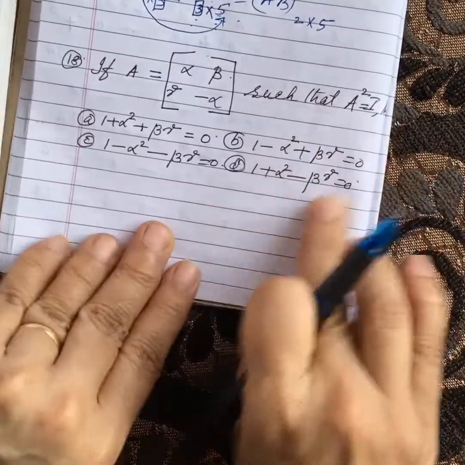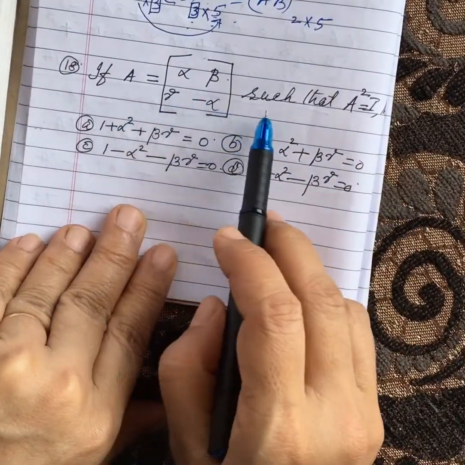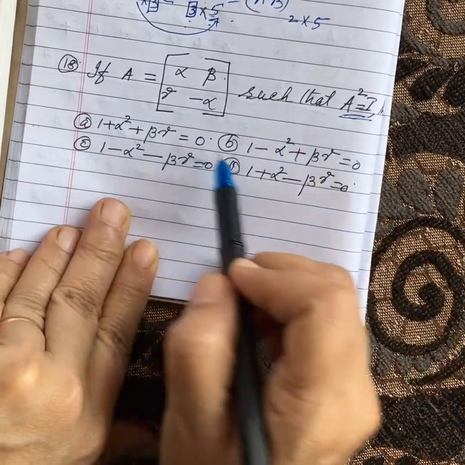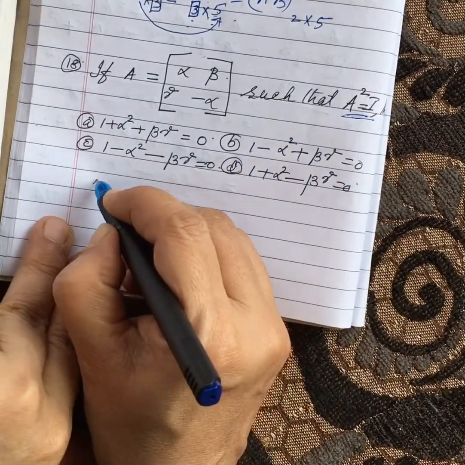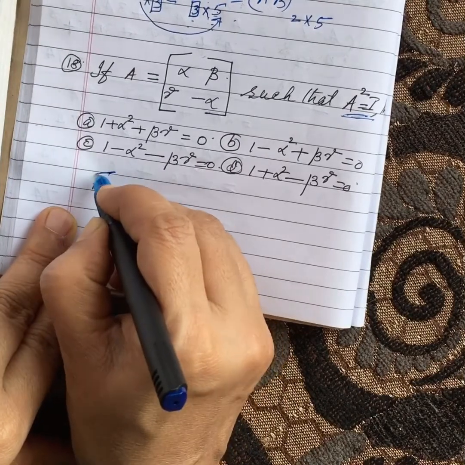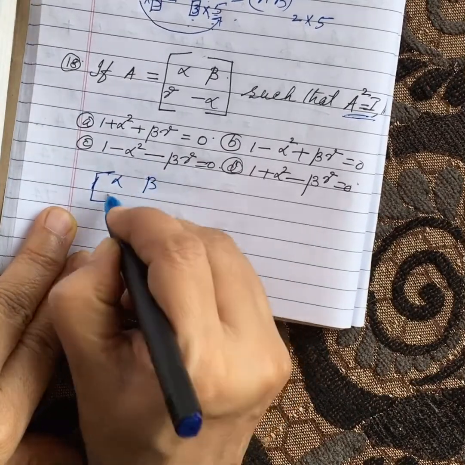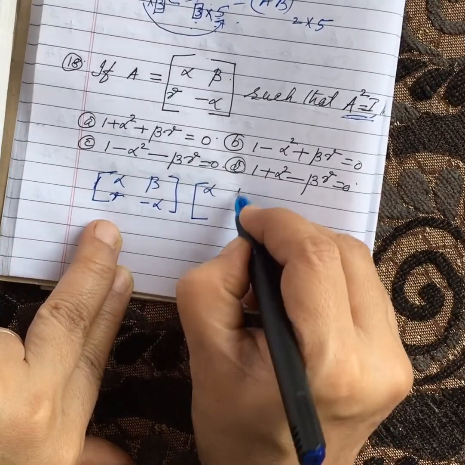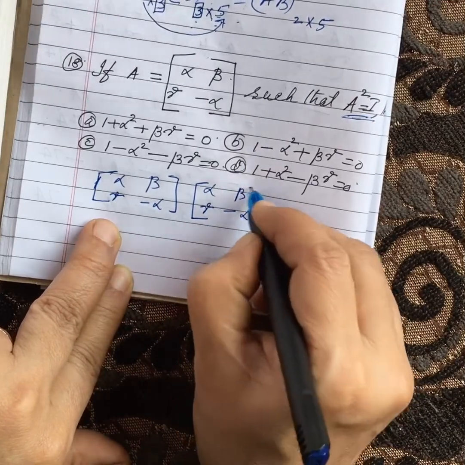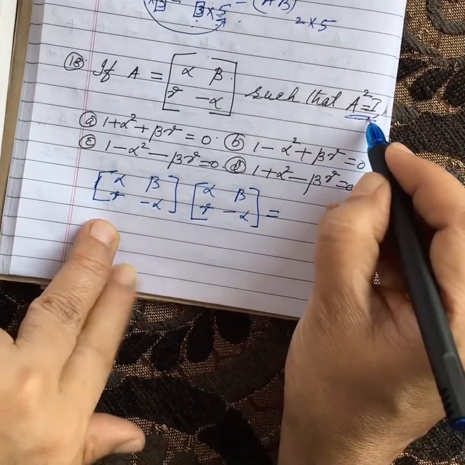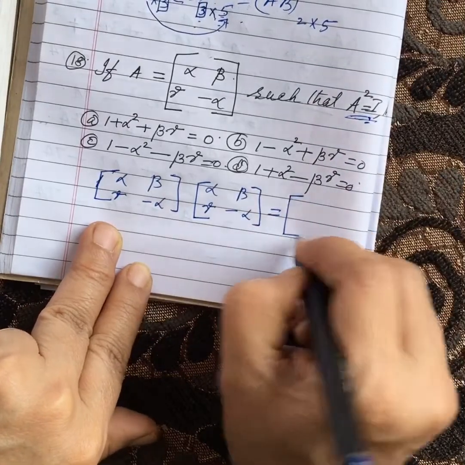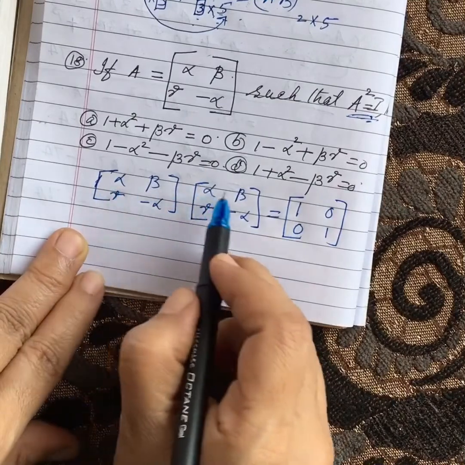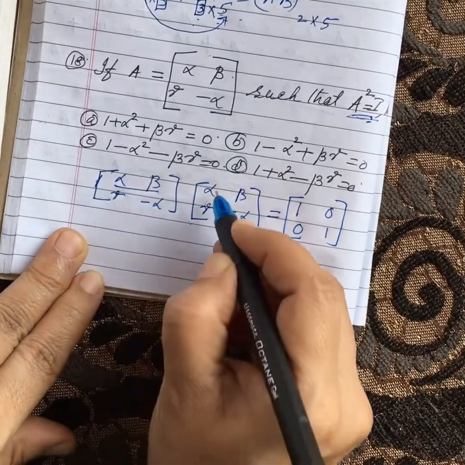Here it is given A equal to this such that A square equal to I. So this condition you apply and you will get this. So A square means what? A into A. So I am multiplying the matrix alpha, beta, gamma, minus alpha with the same matrix alpha, beta, gamma, minus alpha. This is equal to I. I will be, in this case, the unit matrix of order 2 by 2. Simple matrix multiplication you have to do. So first row with first column.